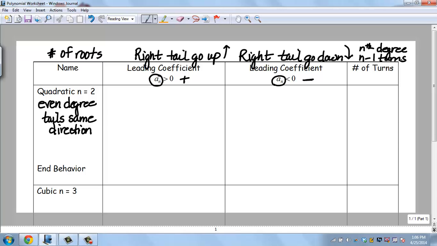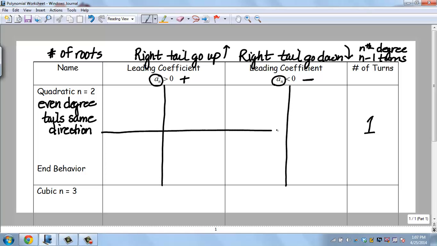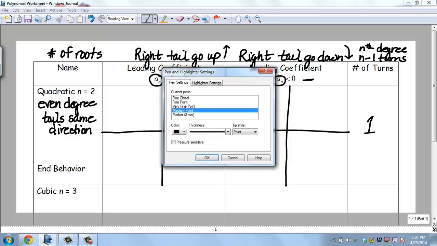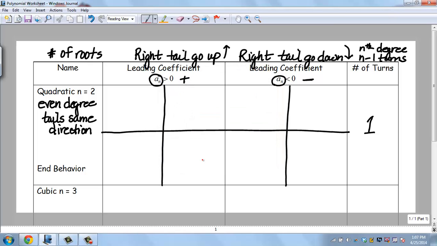What I'm going to do for each square is to actually show you a graph. But let's do this part over here. If I'm doing a quadratic here, which is a 2, I'm going to have just one turn in my graph. So let's do a sketch. I'm going to make two graphs here, and let's put some colors in this so it looks a little decent. I'm going to make this one red, and give you an example of a quadratic.